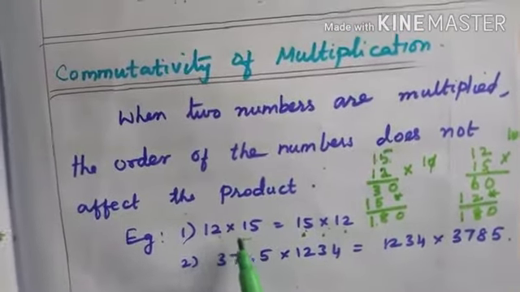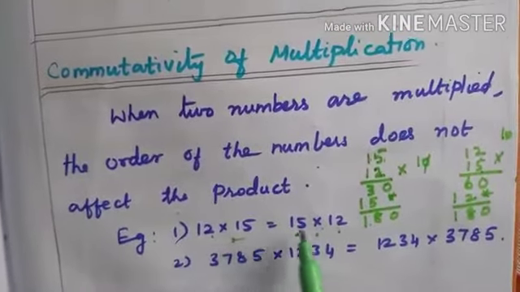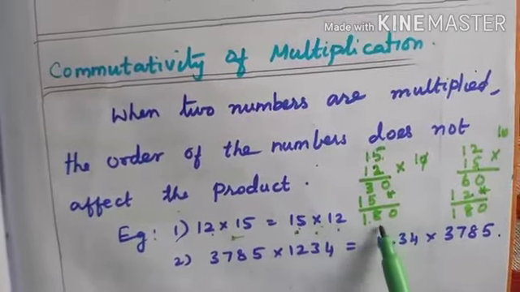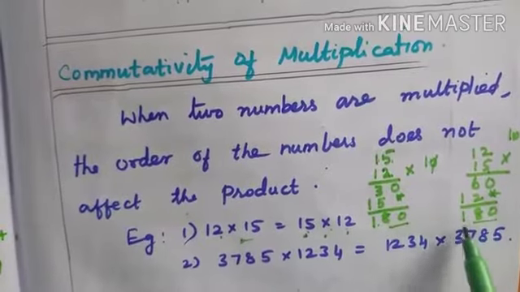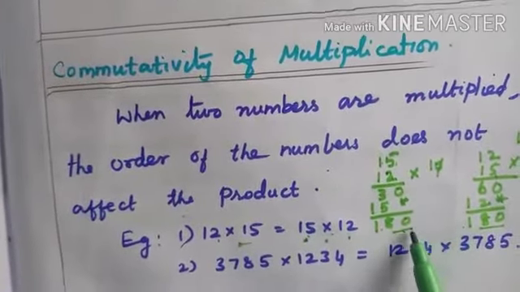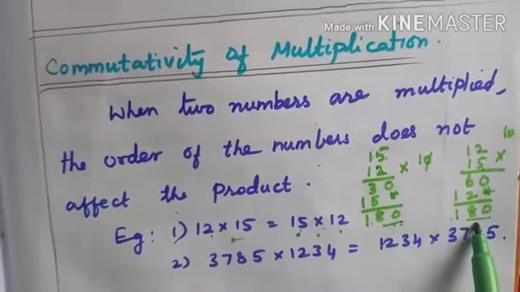So when two numbers are multiplied, the order of the numbers does not affect the product. That is, the order does not change the product. So here also we are getting the same answer, 180. Here also 180.